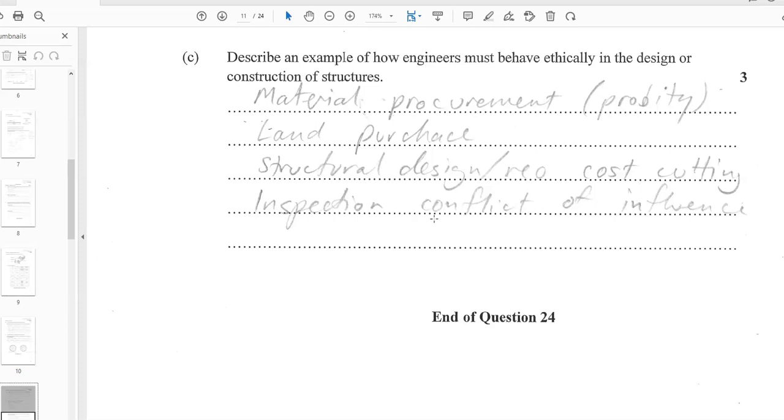Describe how engineers must behave ethically in the design of structures. I have written 4 different directions you can go with. Some of these overlap a little bit. Okay, first of all is material. Now, cube.